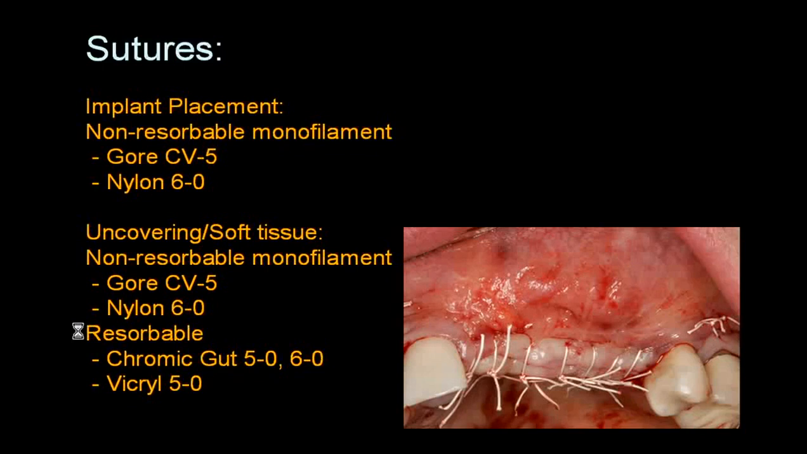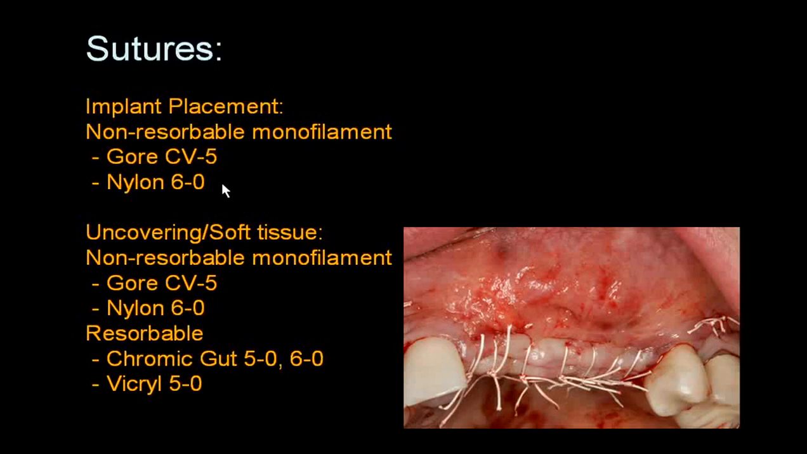Sutures. I use very few sutures in my office. Very few brands, I should say. I do use sutures all the time, and I keep it relatively simple in its concept, depending a little bit on what I do. When I place implants, so I'm dealing with bone, implants, and sometimes bone grafts, I prefer to use non-resorbable monofilament materials. And there are really two materials on the market. One is Gore CV5, another one is Nylon 6.0. Those are my two sizes.